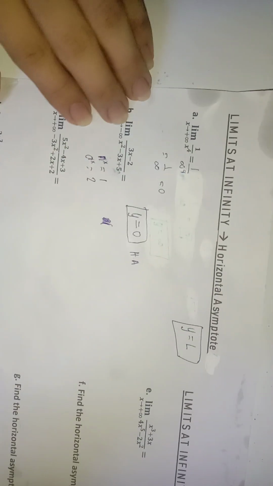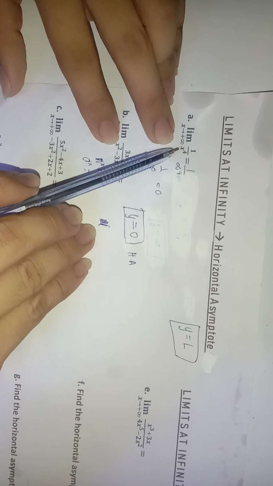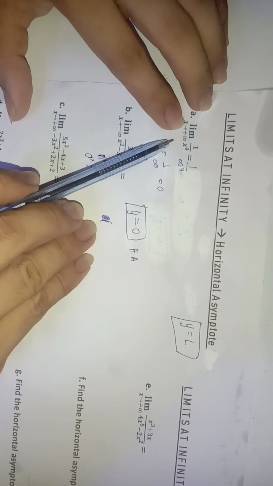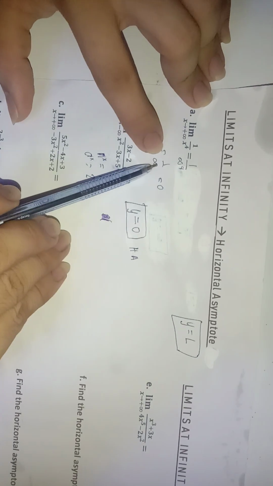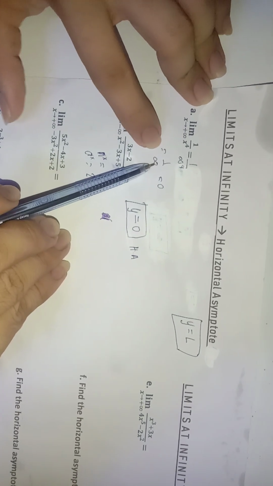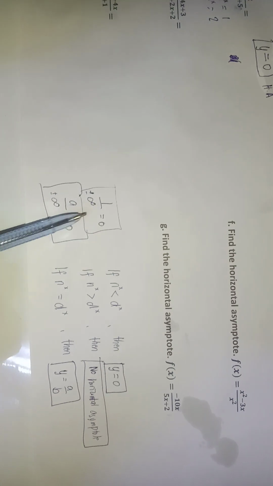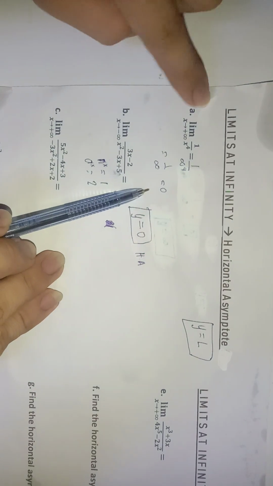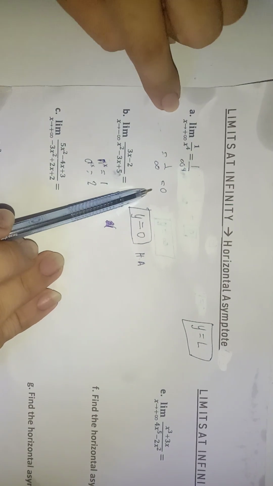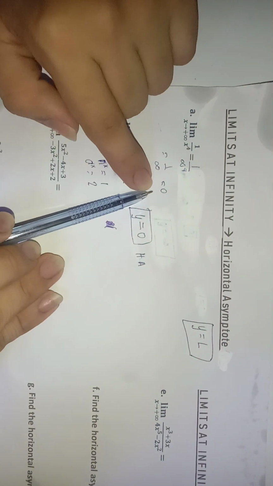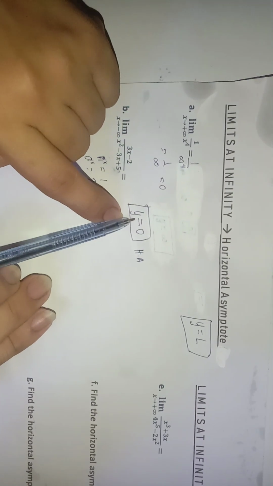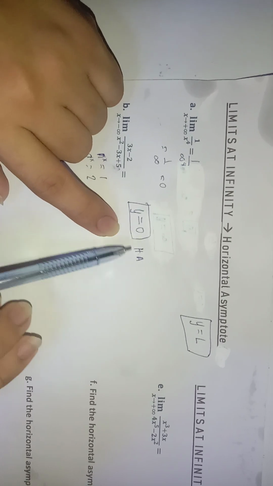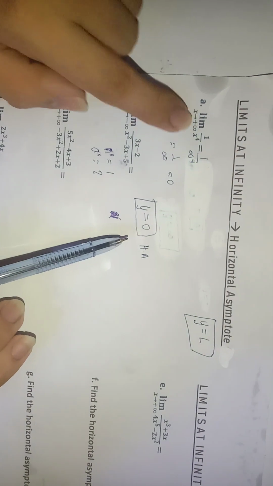Let's say for example, letter A. So limit of your 1 over x to the 4th power as x approaches positive infinity, we all know that by direct substitution, makakakuha tayo ng 1 over infinity. And by the concept kanina, 1 over infinity is equal to 0. Thus, your limit of this function as x approaches positive infinity is equal to 0. And that is also the horizontal asymptote of your letter A. Y is equal to 0, the horizontal asymptote of your function.